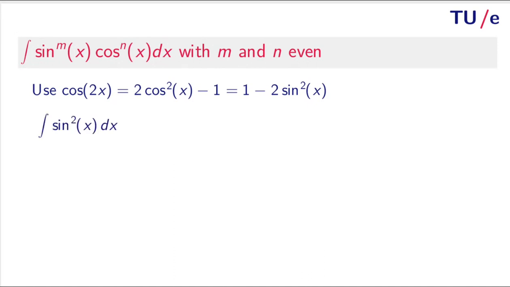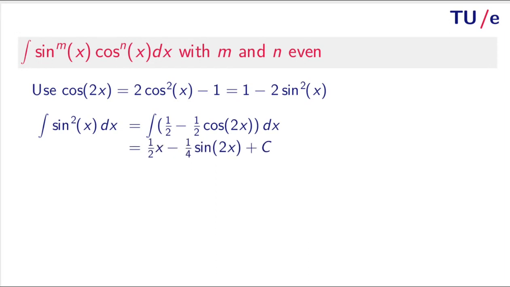So look at the easiest example. If we want to compute the integral over sine squared of x dx, then we use the above formula to rewrite this as an integral over a function where only cosine of 2x is used. So we use that sine squared of x is a half minus a half cosine 2x, and we have the integral over that dx. And now we know an antiderivative of this. It's a half x minus 1 over 4 sine of 2x plus a constant.